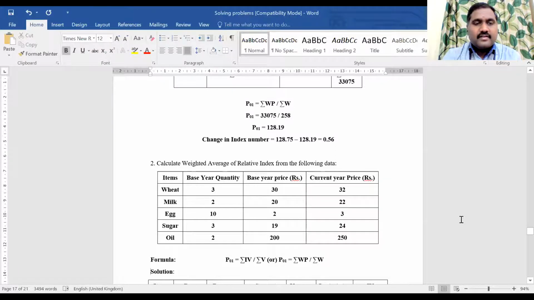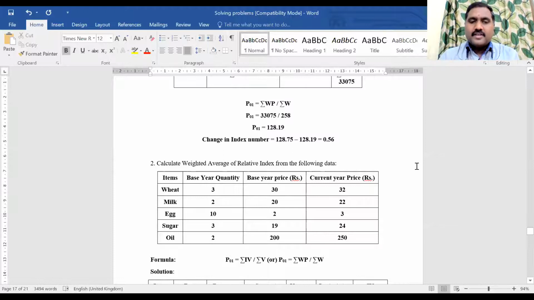We have to find the values. So what values can we find out? We can find out either V or W, and I or P. If you are finding I and V, use the second formula, summation IV by V. If you are finding P or W, use the first formula. Both are the same only, sir.